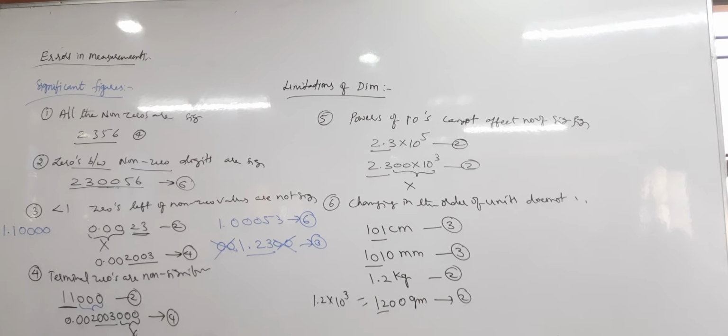Next, second rule: zeros between non-zero digits are significant. Like that second example, 230056. Underline all. Six figures.